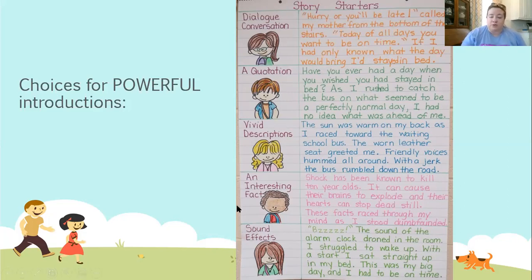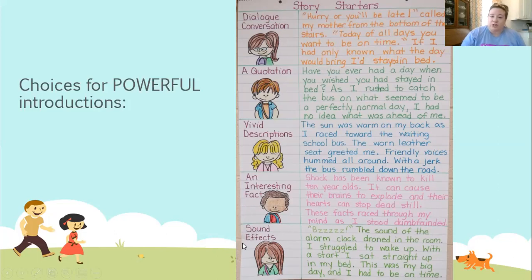The fourth choice that you could choose is to say an interesting fact. For example, shock has been known to kill 10-year-olds. It can cause their brains to explode and their hearts can stop dead still. These facts raced through my mind as I stood dumbfounded. So this writer gave a fact at the beginning and then started writing about his story.